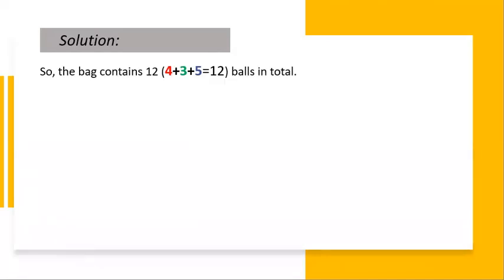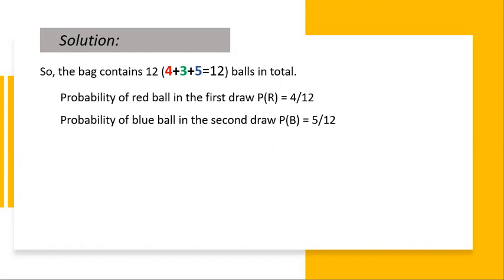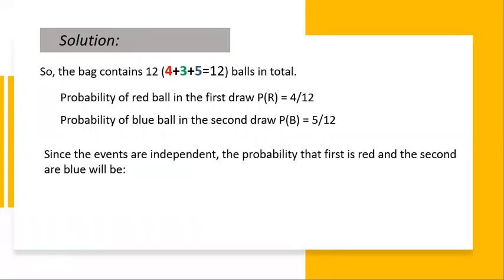The bag contains 12 balls in total, 4 red, 3 green, and 5 blue in color. The probability of getting a red ball in the first draw is 4 by 12, as there are 4 red balls and 12 total balls. For the probability of getting a blue ball in the second draw, there are 5 blue balls, and after taking out the first ball, we are replacing it inside the bag. So the total number of balls is 12 only, and these two events become independent. Since the events are independent, the probability that the first is red and the second is blue is calculated by multiplying their individual probabilities, as you can see here. And the result is 5 by 36.